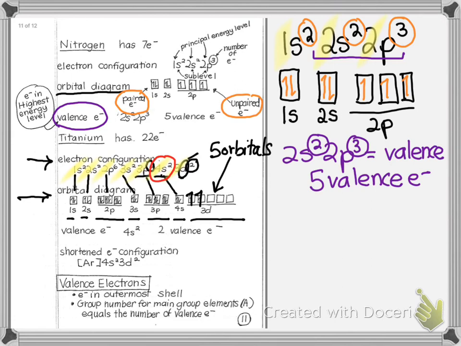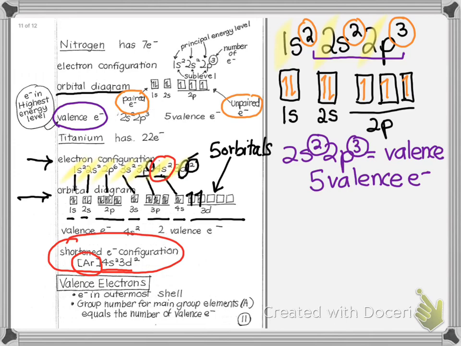Now, sometimes you will notice, and in this class it's not quite so important, a shortened configuration. In a shortened configuration, they go to the closest noble gas in front of it, the noble gas in the column, and then they just write what is remaining. So let me see. I'm going to write the electron configuration, and while I'm writing it, you can look on your periodic table.